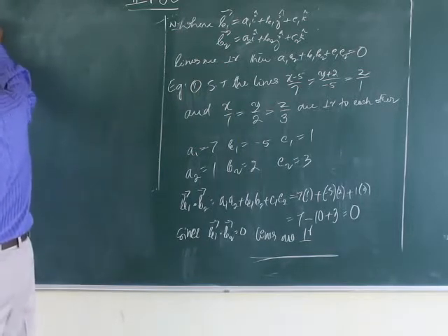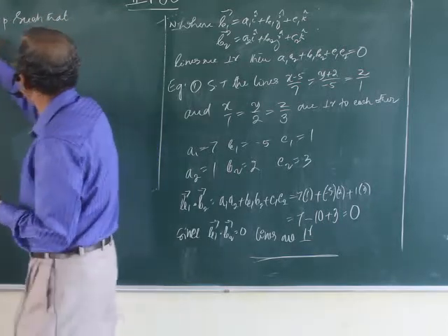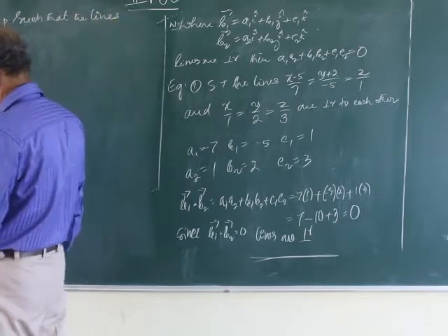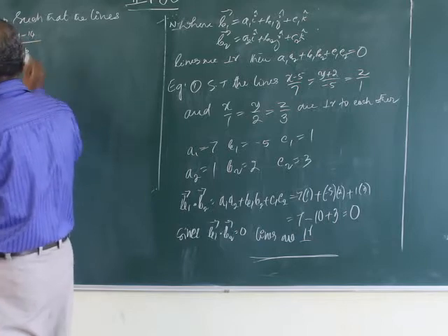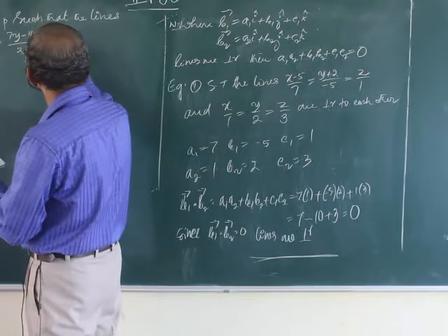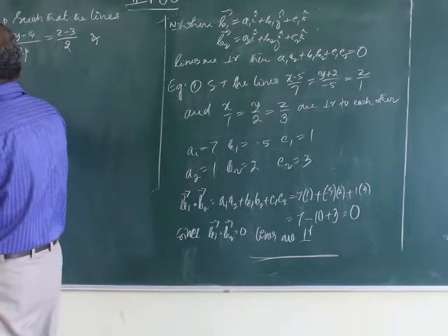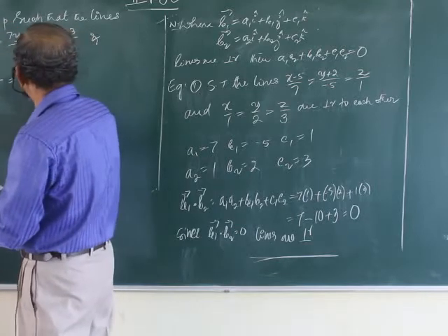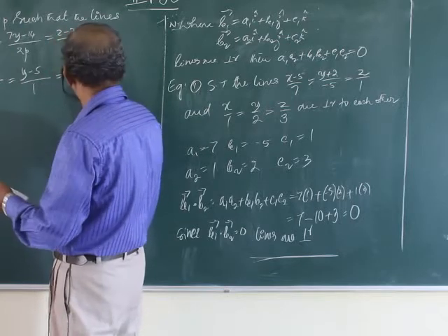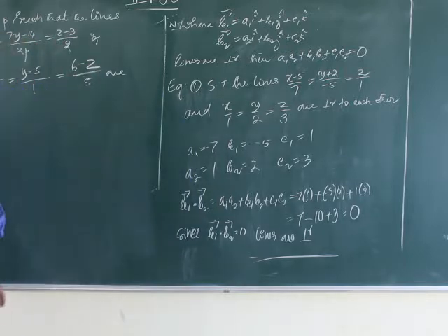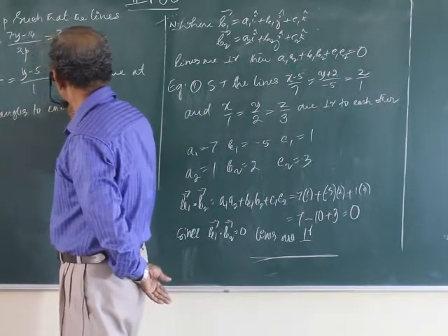Find p such that the lines (1 minus x) by 3, (7y minus 14) by 2p, (z minus 3) by 2, and (7 minus 7x) by 3p, (y minus 5) by 1, (6 minus z) by 5 are perpendicular to each other, are at right angles to each other.